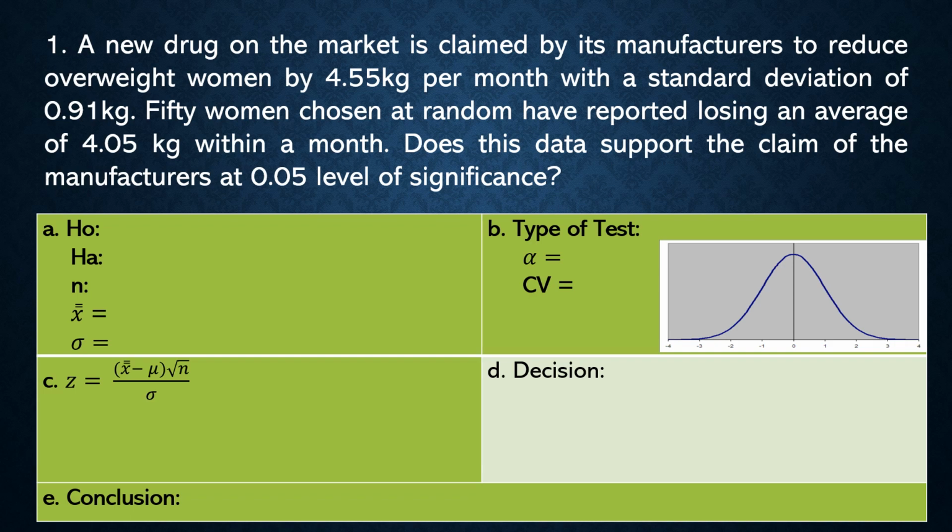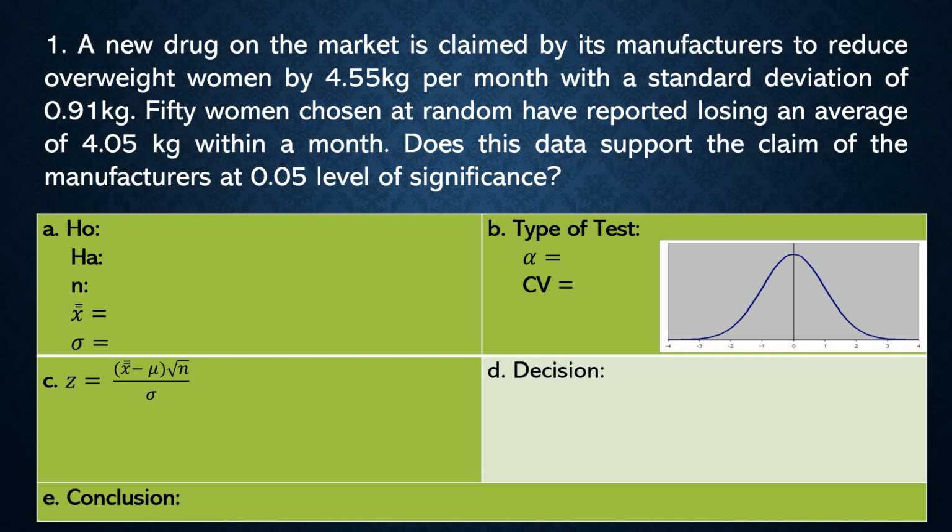Okay, so let's now have the answer. We have five steps. First, we need to identify the null hypothesis, alternative hypothesis, the sample size, sample mean, and population standard deviation. For the second step, we need to find the type of test, alpha or level of significance, and the critical value. And then we need to draw the rejection region, of course.